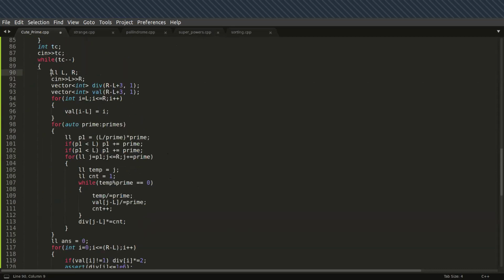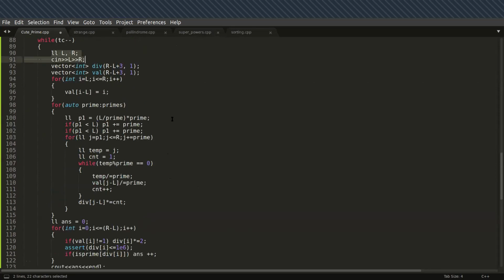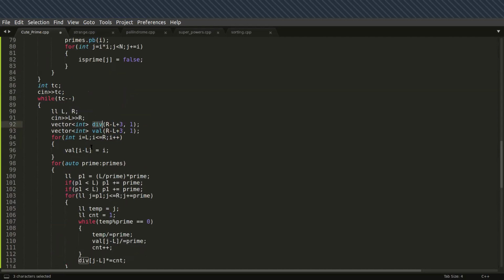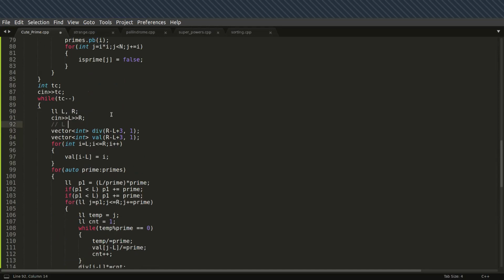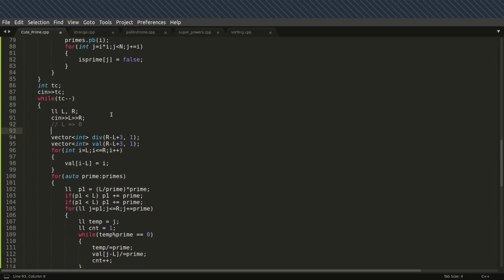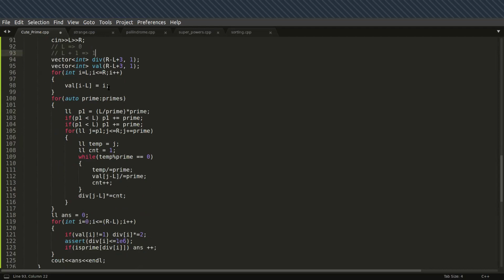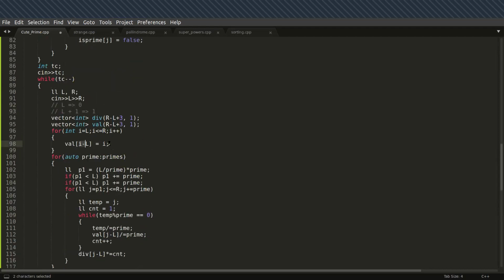Now I take L to R as the range, and I make divisors, which is the array that will store the number of divisors for the range from R minus L. That is, this is the range, right? So divisor of L plus 1 will be for L plus 1. I store the range and initialize it to 1, and value is the value for this. So basically for L, I am mapping it to index 0, for L plus 1, I am mapping it to index 1, and so on. So value of I minus L is equal to I.